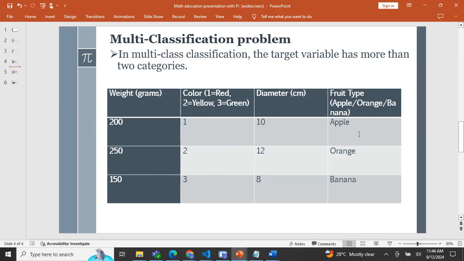Then the fruit type is categorical, which is the target variable, right? So we'll look at the next one here.